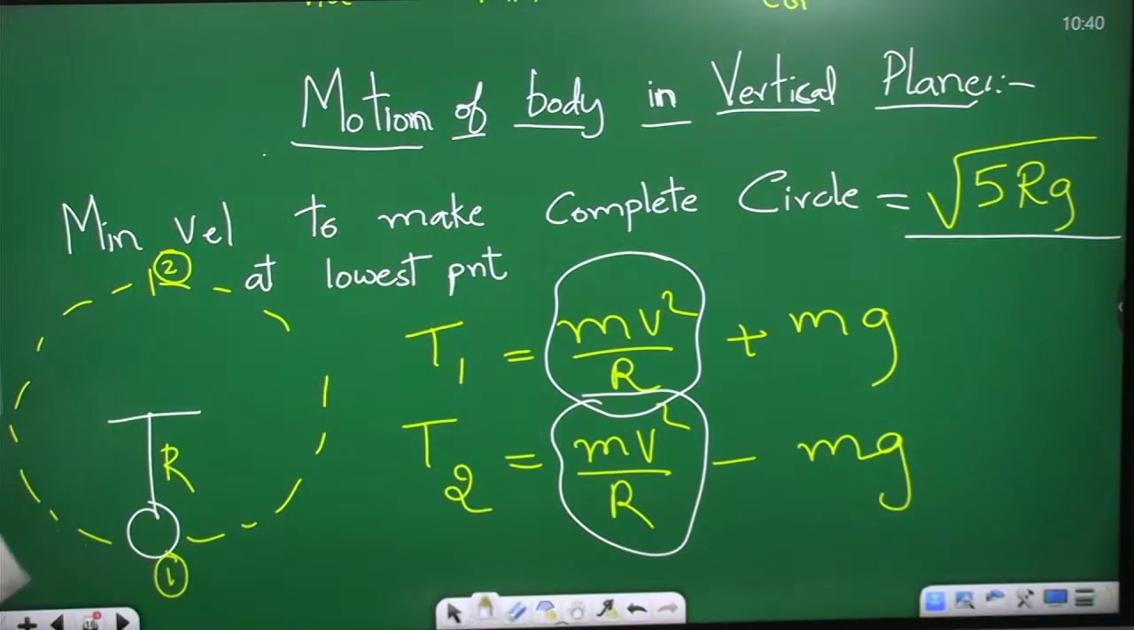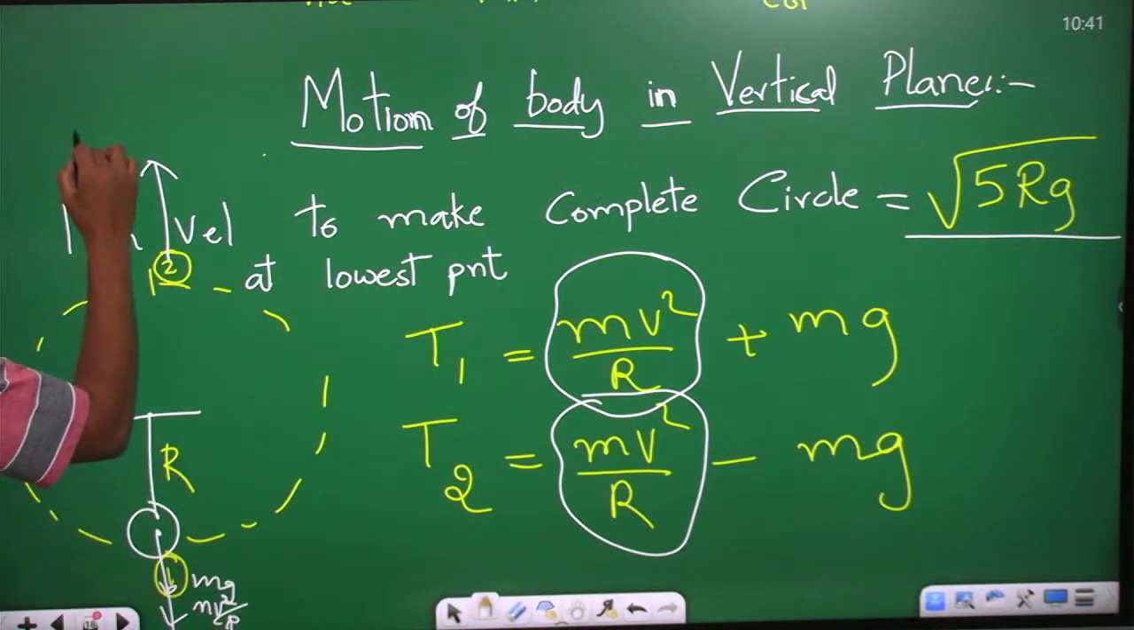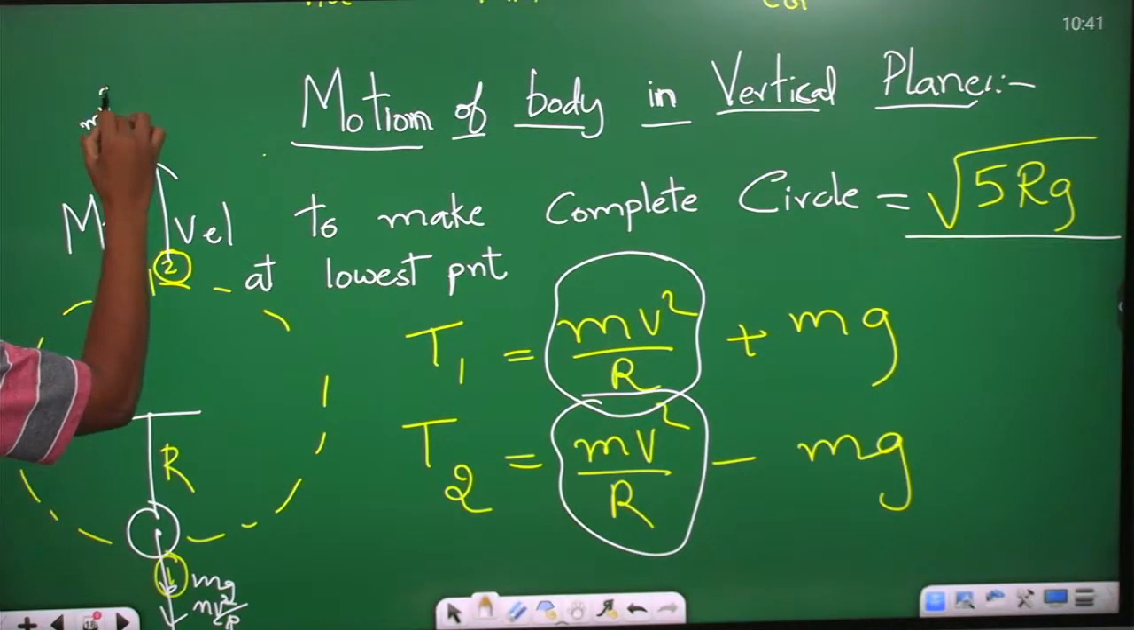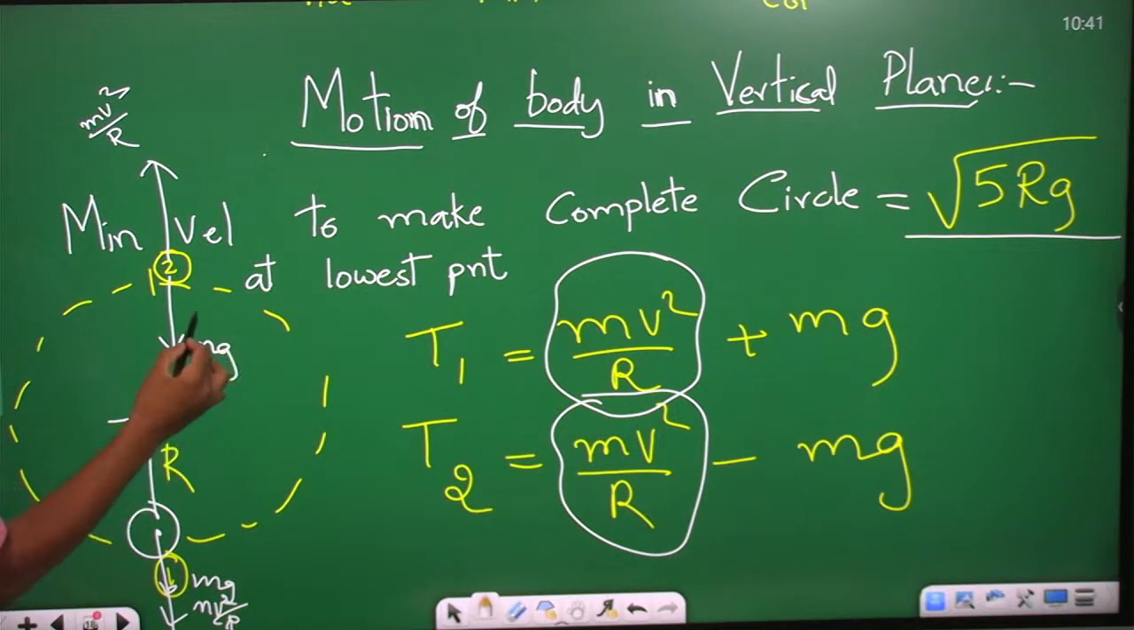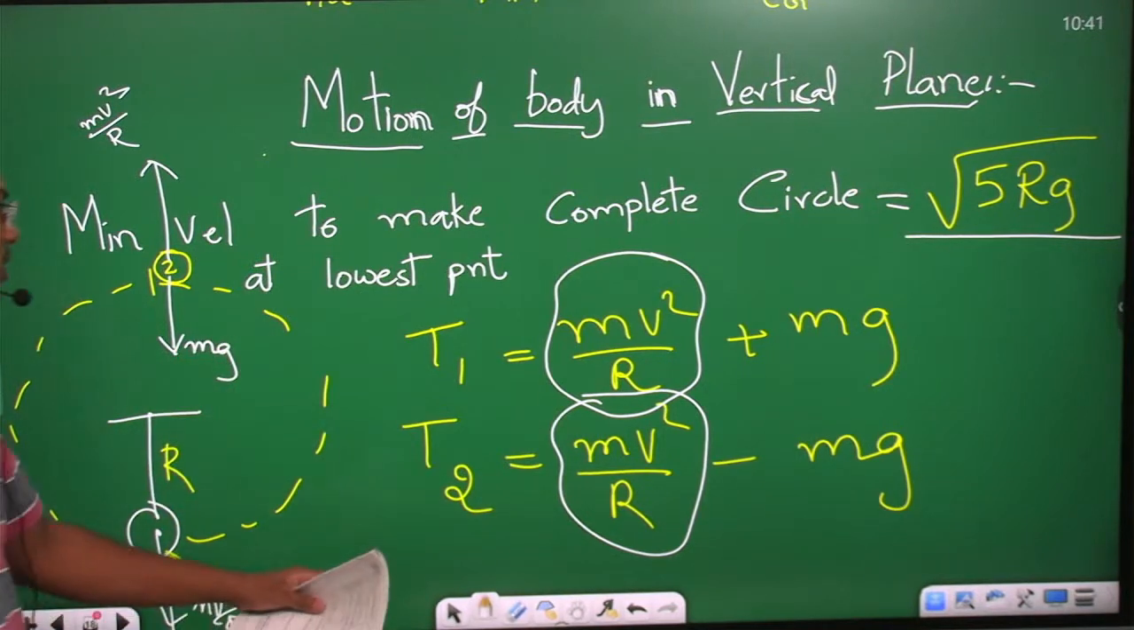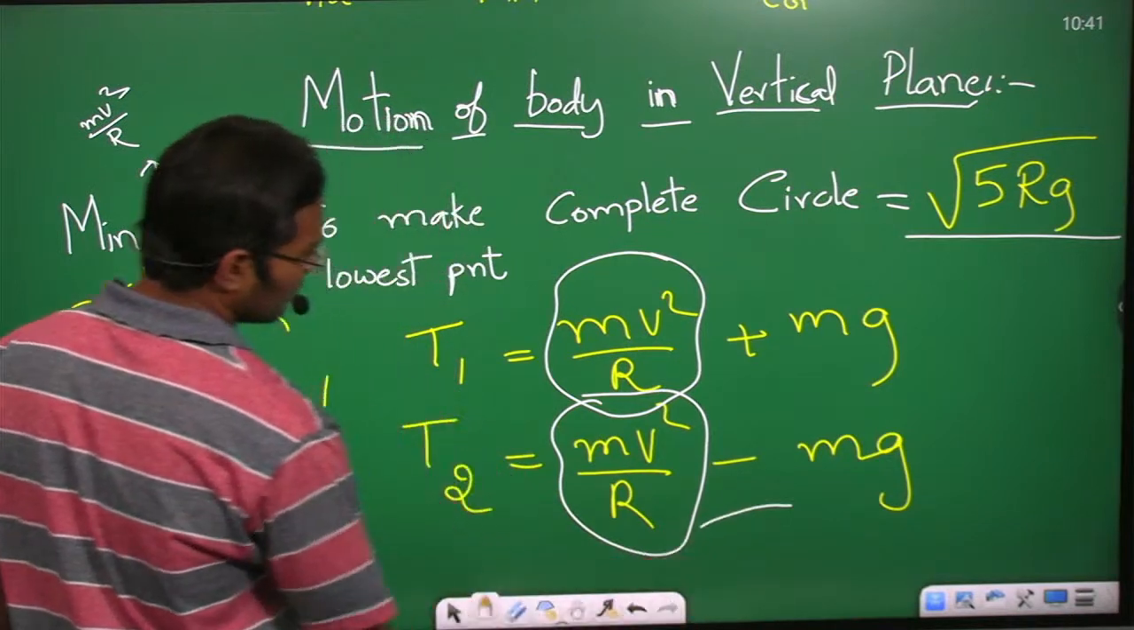It is changing its direction. In case 1, it is away from the center. In case 2 as well, it is away from the center. In case 1, both mg and mv square by r were in the same direction. In case 2, mv square by r is away from center and mg is towards the center. That is the reason you got negative sign here, right?